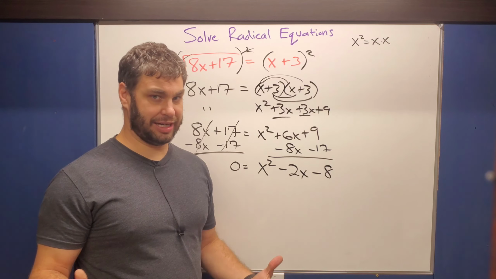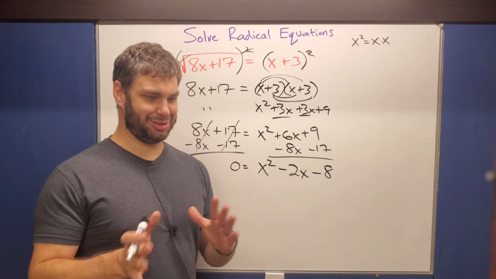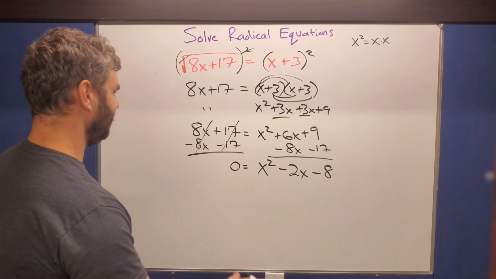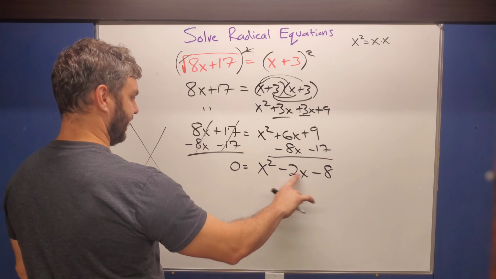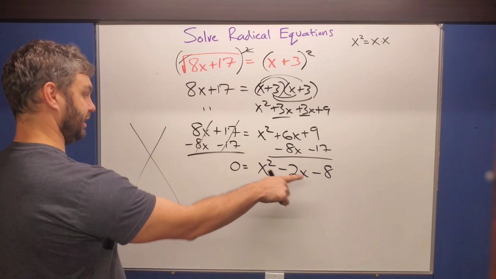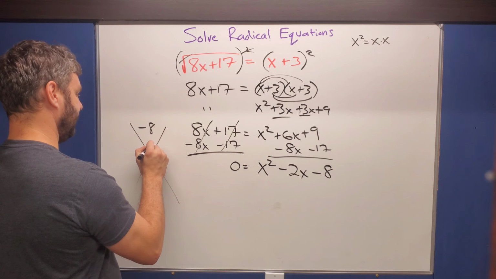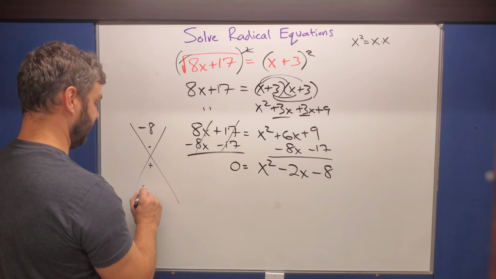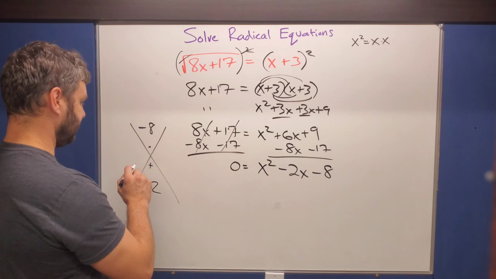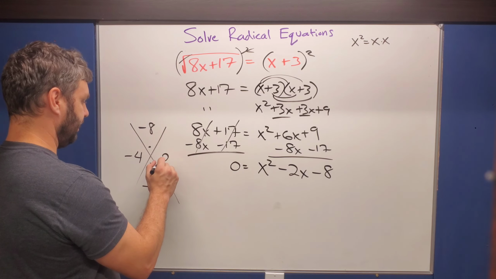Now, you've probably been taught to factor differently than how I do it. Every teacher seems to teach it just slightly differently. I like to make a graphic organizer to help me out. Two numbers that multiply to be my a times my c term. 1 times -8 is -8. I need two numbers that multiply to be that, and also that add to be the b term, -2. And in this case, I think it's going to be a -4 and a +2.